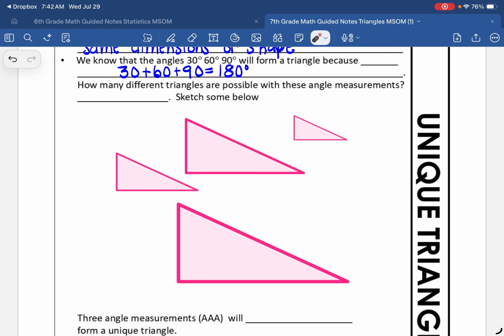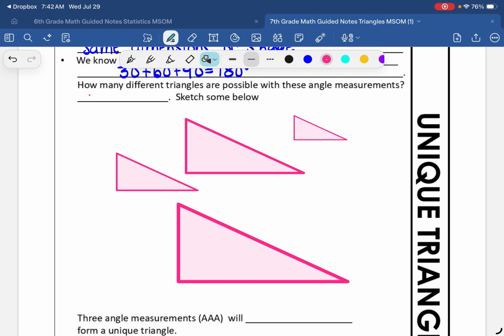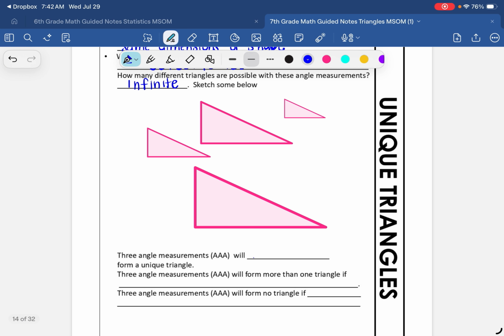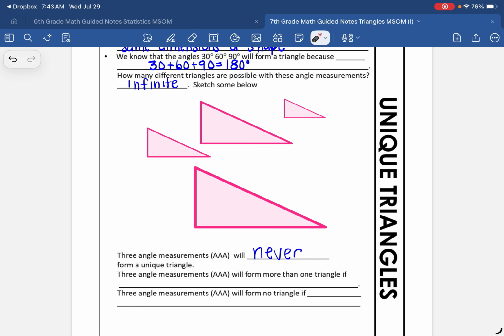Maybe one is turned or whatever, but they are different sizes, and they kind of have the same look to them. There are actually an infinite amount of triangles with the angles 30, 60, and 90 degrees. Three angle measurements will never form a unique triangle. You can always replicate the triangle in a different size, so it will not be unique.